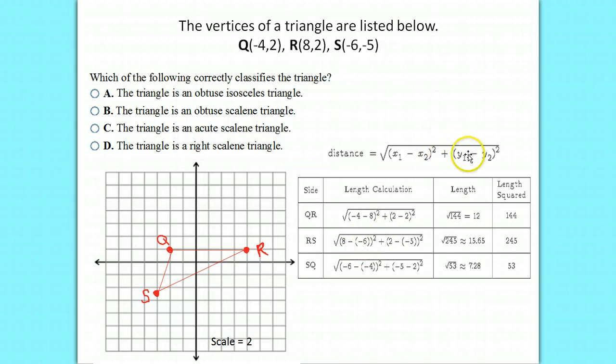Then you do the y values subtracted. The y value for R is 2, minus the y value for S, which was -5. And these simplify down. If you compare those, none of them are the same, right? So that means it's scalene. So the answer here would be B. The triangle is an obtuse scalene triangle.